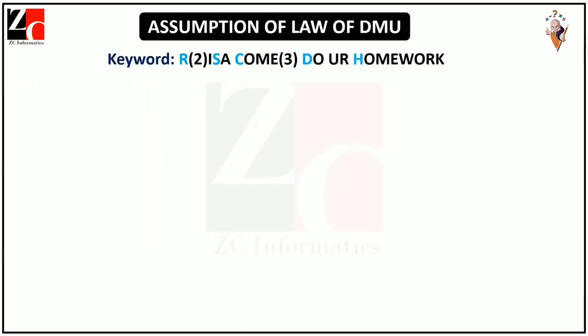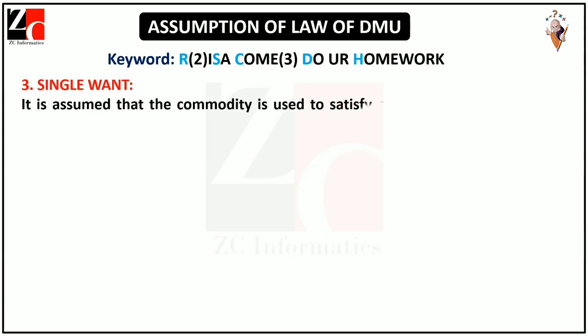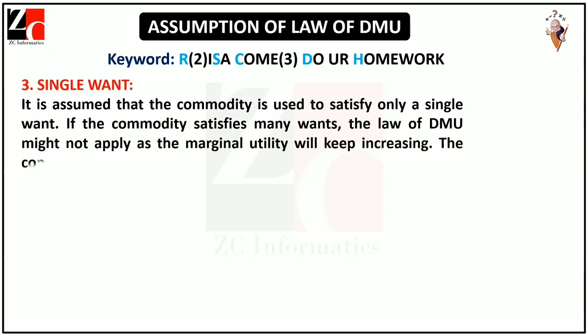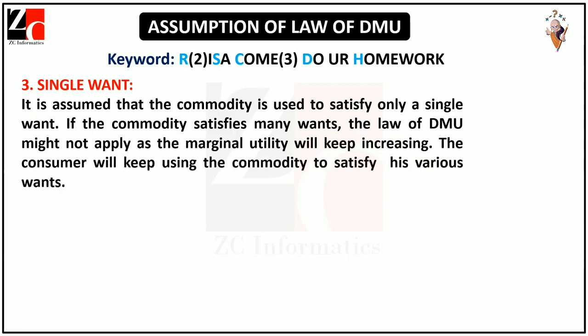Point number 3. Single want. It is assumed that the commodity is used to satisfy only a single want. If the commodity satisfies many wants, the law of DMU might not apply as the marginal utility will keep increasing. The consumer will keep using the commodity to satisfy his various wants. Utility is multi-purpose for some goods which satisfy a variety of wants. Here it is assumed that a commodity is used to satisfy only a single want to experience the law.